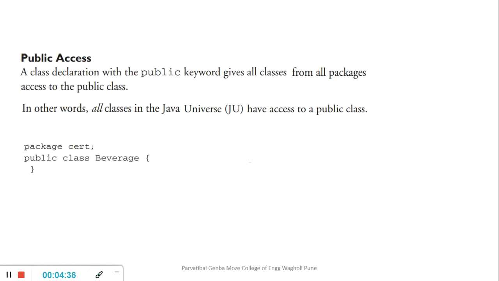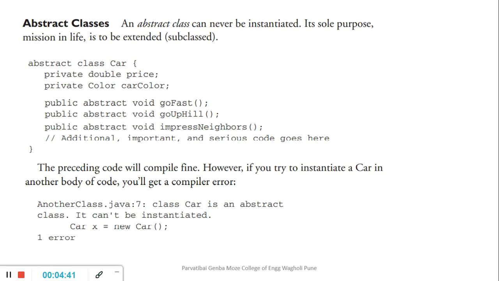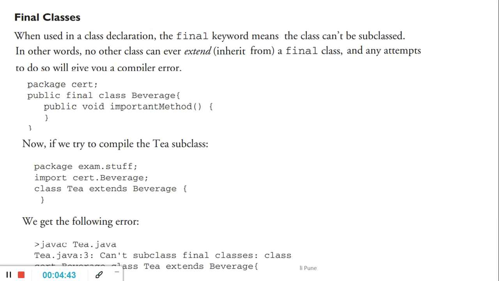Non-access modifiers also exist. One example of this is a final class and another is an abstract class. We will see both. What is a final class? When you declare any class as final, here see, public final class Beverage, that means this class is a final class. You cannot inherit from this class, so you cannot use the extends keyword with this class. So when you write class T extends Beverage, it will throw an error.